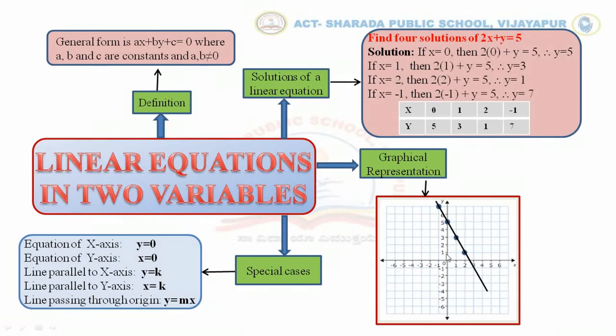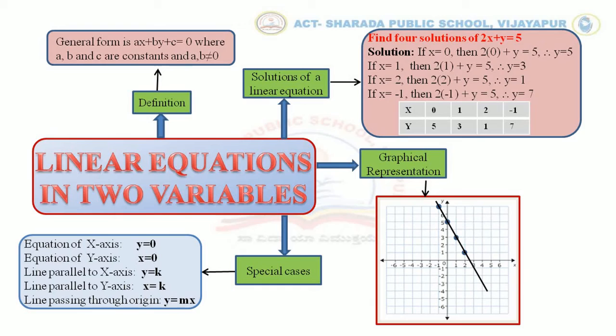And for a line parallel to the x-axis, the value of y may be 1, 2, 3, 4. That means the line comes like this, like this, like this, like this, or it can be at the bottom also. So these are the different possibilities of lines which are parallel to the x-axis. The equation of a line parallel to the x-axis is given by y is equal to k. In the same way, the line parallel to the y-axis is given by x is equal to k.